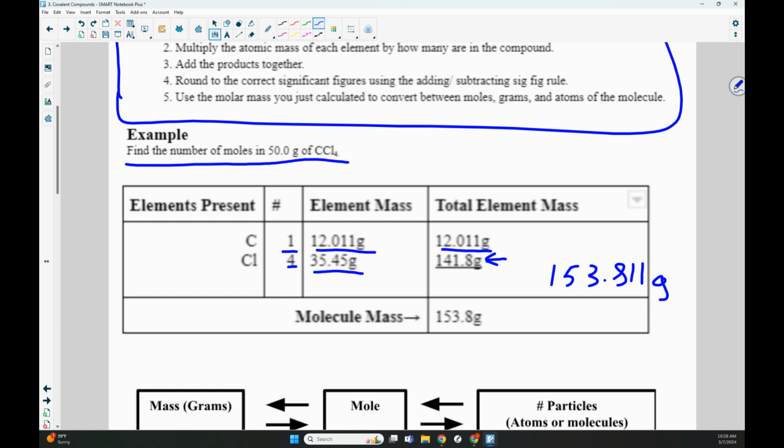So remember our rules for significant figures when we're adding. We're going to round our answer to the same number of decimal places as the least precise part of the problem. So 141.8 only goes to the tenths place. So we're going to round our answer to the tenths place. As always, when we're rounding a number, we look at the next digit over, which in this case is less than 5. So we're going to round down to 153.8 grams. So we just figured out that 1 mole of carbon tetrachloride has a mass of 153.8 grams.